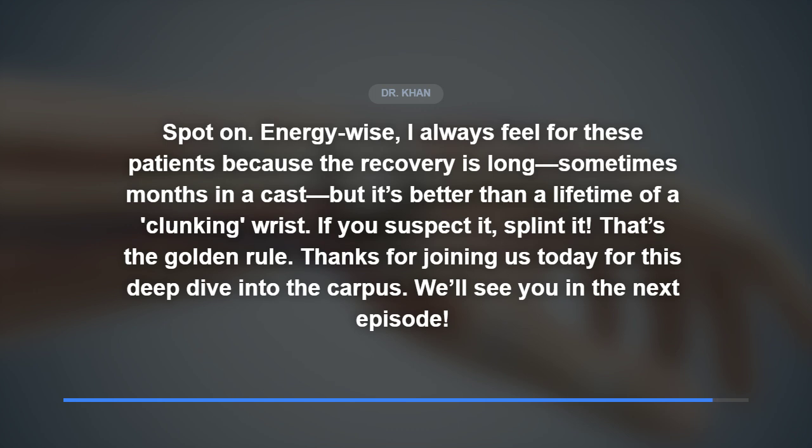Spot on. I always feel for these patients because the recovery is long, sometimes months in a cast, but it's better than a lifetime of a clunking wrist. If you suspect it, splint it.